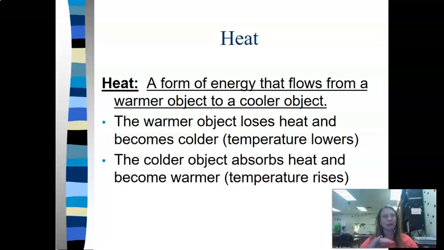So the idea is that heat can be transferred all around us. Warm objects lose heat, they become cooler, their temperature lowers. Cooler objects absorb heat and they become warmer, so temperatures can rise too. It's this exchange. Heat is not created or destroyed. It's just moving back and forth, back and forth.